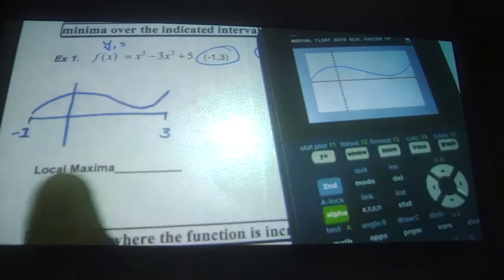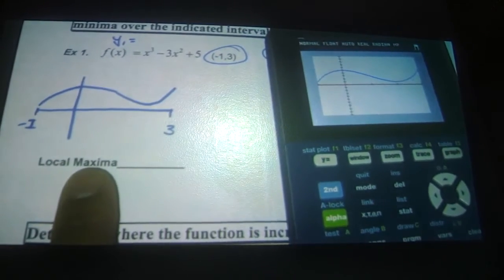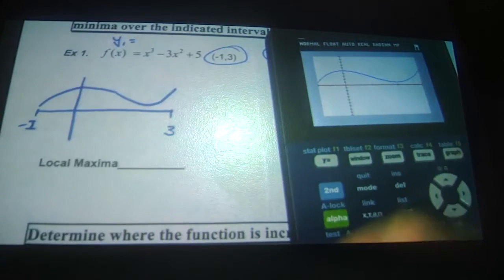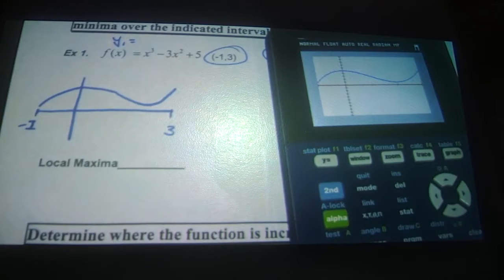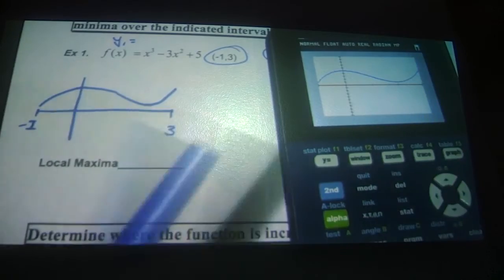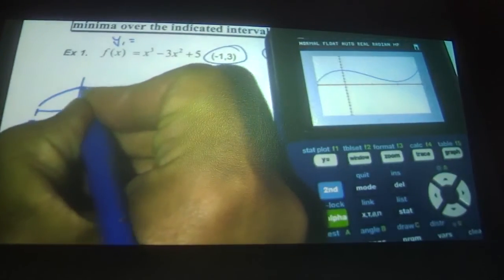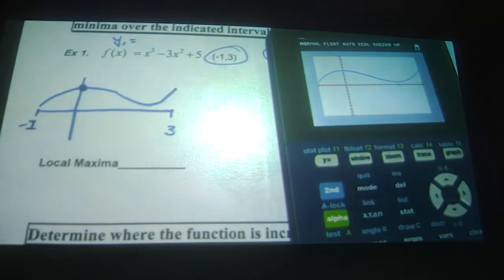All right, now they want us to find the local maximum. How many maxes do you guys see from -1 to 3? Where do you see them? How many do you see, guys? I got 1. All right, so I got 1. A maximum is where it goes from increasing to decreasing. So look, it's right about there. Okay, so let's find that point.